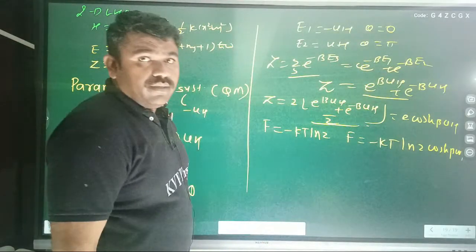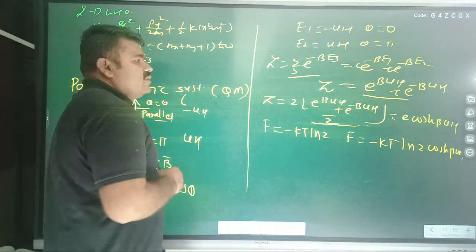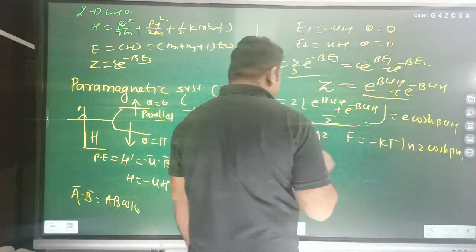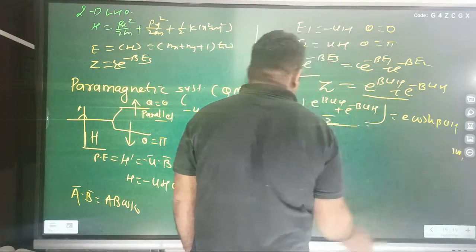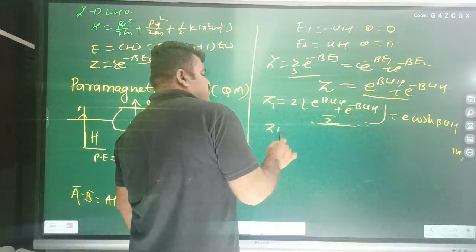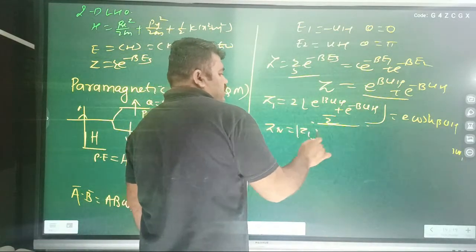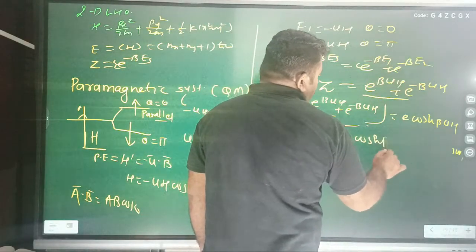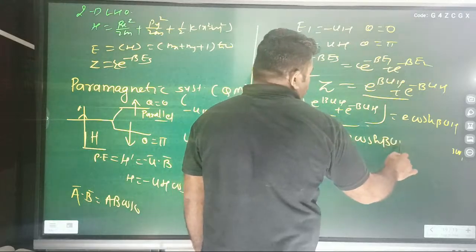Okay. Here, how many particles? N particles. This is for one particle. And what is the partition function for N particles? Then Z_N is equal to Z1 raised to N. And this is equal to [2 cosh(βμh)] raised to N.